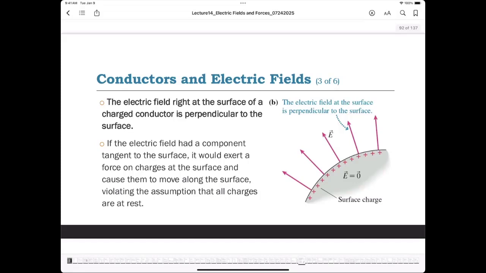You can see, even if there is an electric field at the surface, this field is perpendicular to the surface, not tangent. If it's tangent, it will violate the assumption that all charges are at rest. But if it is perpendicular, it will not, because the force will not go along the surface.